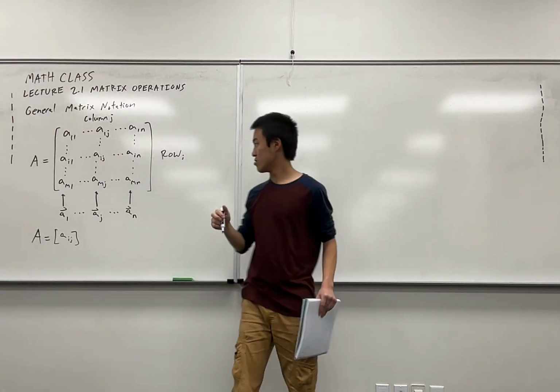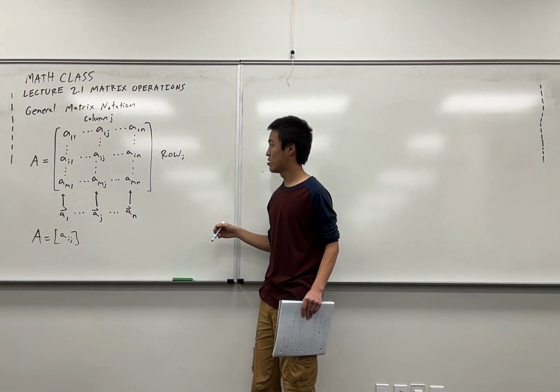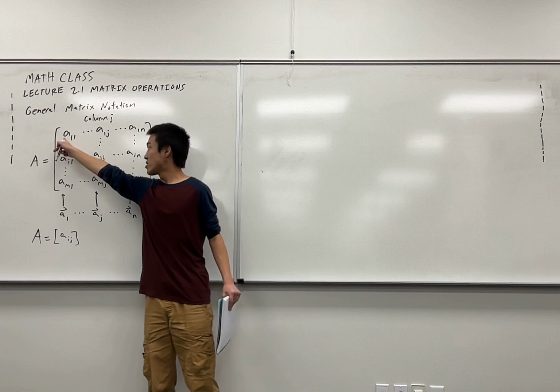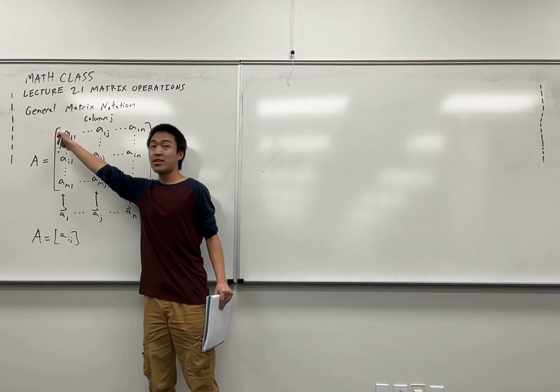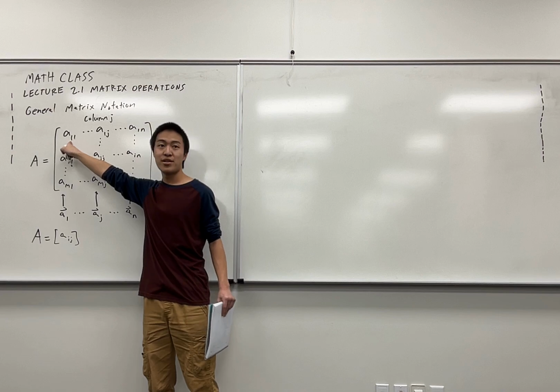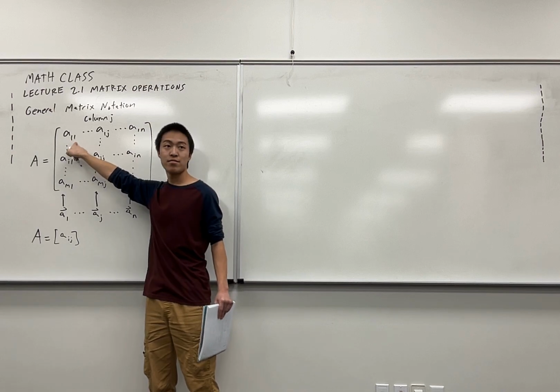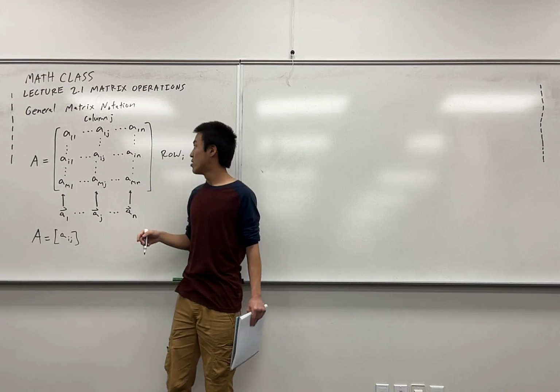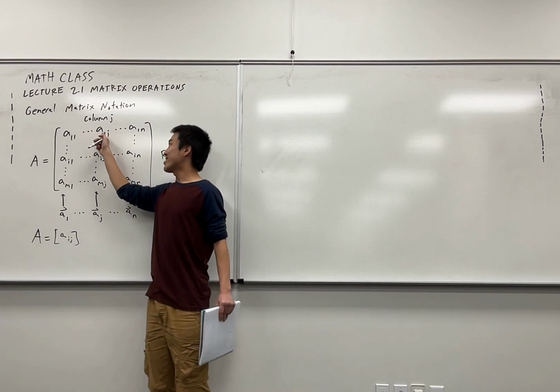Yes, questions? So what's the notation on the upper left? Like this? Yeah. Well, that's saying A. Which row am I in up here? 1. The first row, so 1. And then what column am I in up here? 1. So A, 1, 1. So then after that we use letters. The letters are just indicating generality.